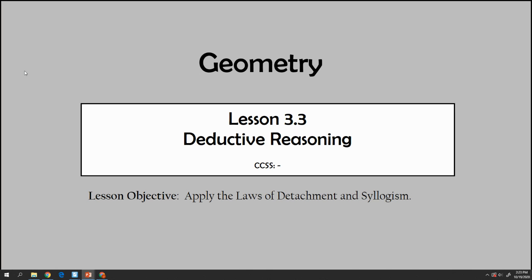All right, today we're going to look a little bit at deductive reasoning. Within deductive reasoning, we're going to use the definition of deductive reasoning, first of all, to draw some conclusions. And then we're going to look specifically at the law of detachment and the law of syllogism to draw conclusions as far as the validity of arguments go as well.